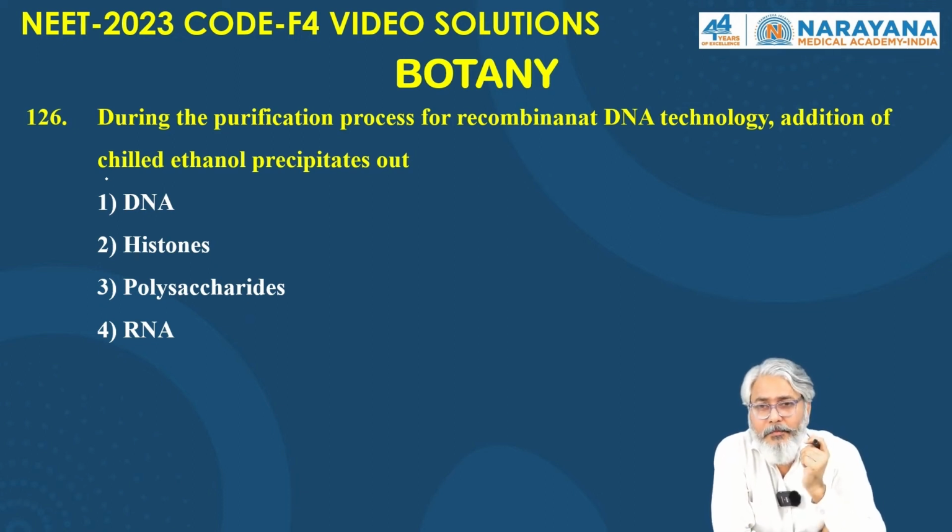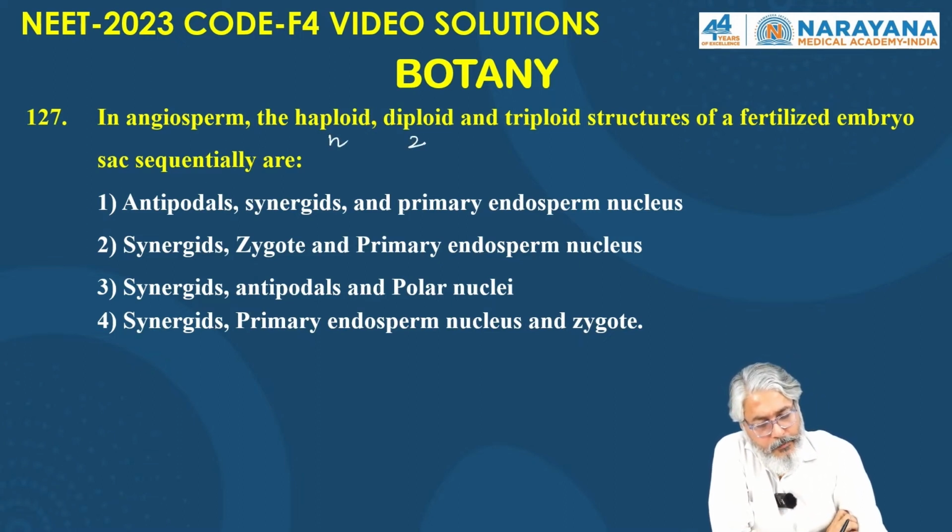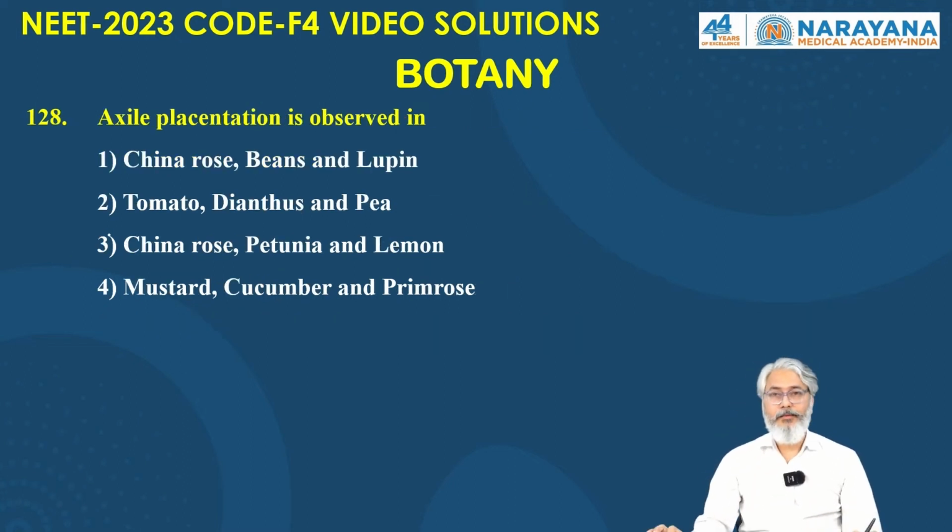DNA gets precipitated, and the answer is 1, that is DNA. In angiosperm, the haploid, diploid, triploid. Haploid means, and they are structures of a fertilized embryo. So here 2n is the zygote, 3n is the PEN, and n is synergid. So answer is the second one.